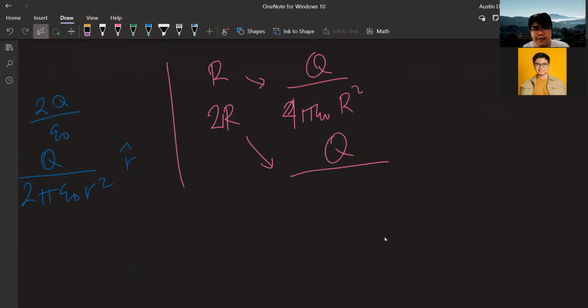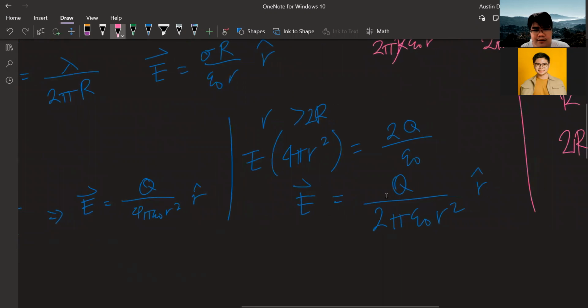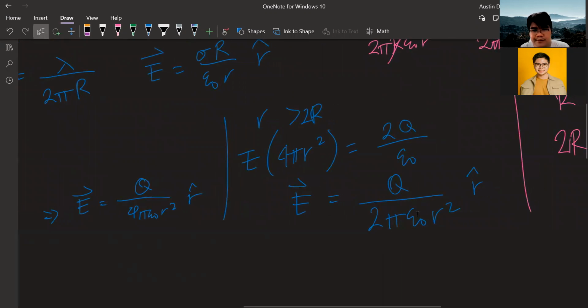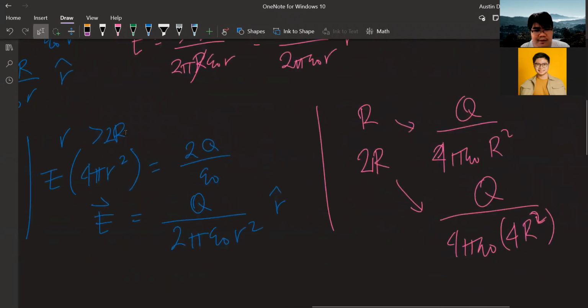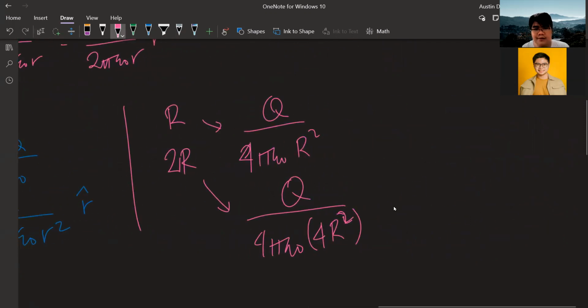Q over 4 pi epsilon naught. Plug in mo yung 2R dyan, magkakaroon ka ng extra 4 r squared. Okay, 4r squared. Now for the other one, ito naman, pa-plug in mo na lang yung boundary niya, which is 2r. For the other one, 2r naman yung boundary niya lang.